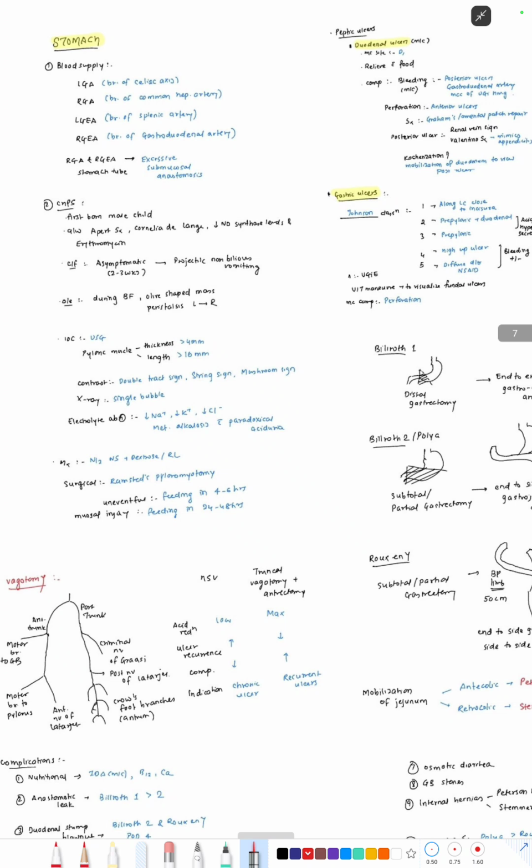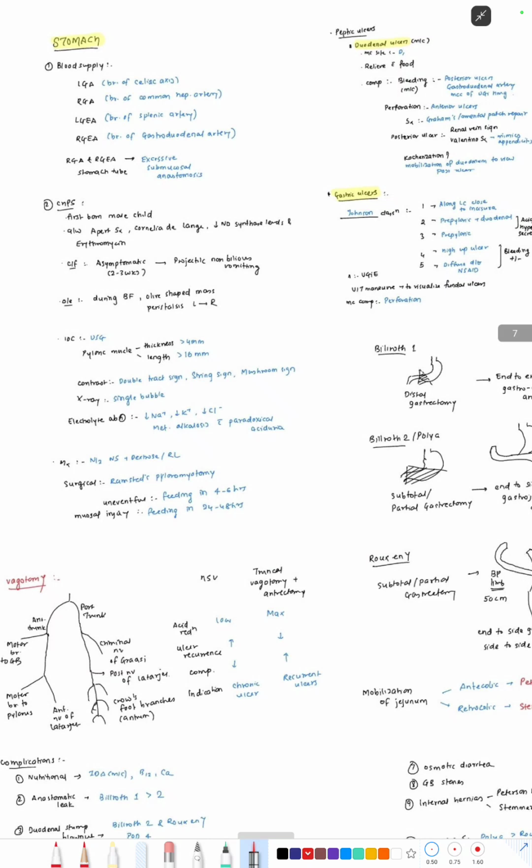Electrolyte abnormalities lead to hyponatremia, hypokalemia, hypochloremia, and metabolic alkalosis with a paradoxical aciduria. This is the most important. Then management: half normal saline, dextrose or Ringer lactate solution is given. Surgical management is Ramstedt's pyloromyotomy. If it is uneventful, that is, there are no complications during surgery, we can start feeding within 4 to 6 hours. But if there is a mucosal injury, then feeding is done in 24 to 48 hours. Very important, you have to cut the muscle and go up to the mucosa, but you should not injure the mucosa in this surgery.